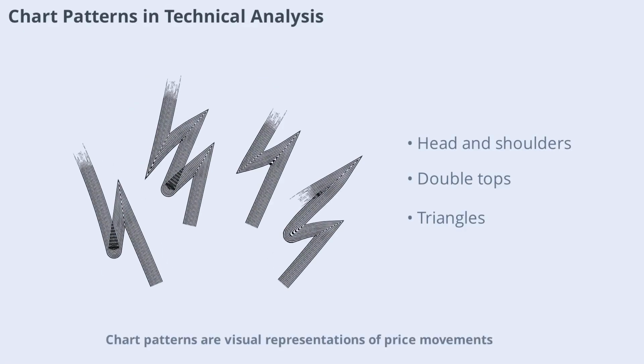Chart patterns are visual representations of price movements that technical analysts use to forecast future trends. Patterns like head and shoulders, double tops and bottoms, and triangles can signal potential reversals or continuations in price. Recognizing these patterns requires practice, but they can provide valuable clues about market sentiment and possible price direction. By combining chart patterns with technical indicators, traders can develop a more robust strategy.